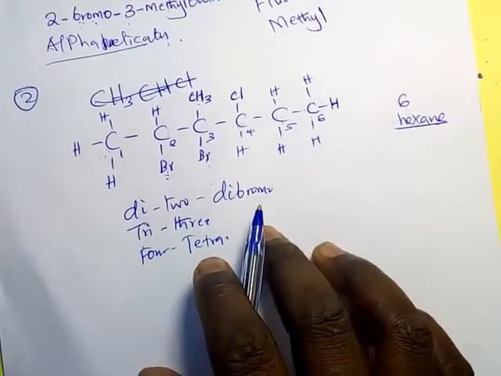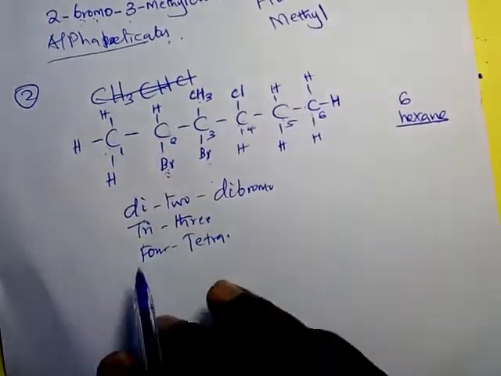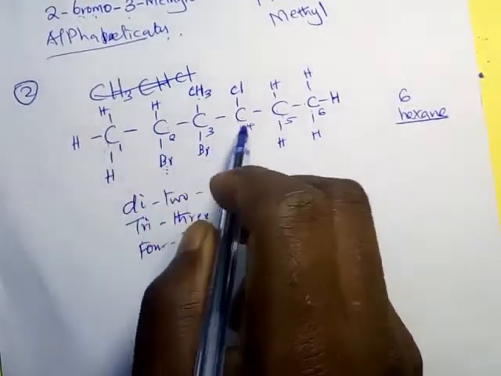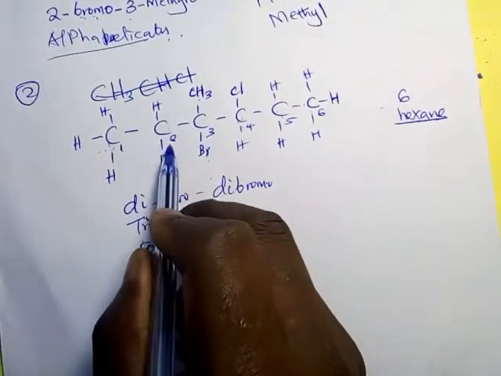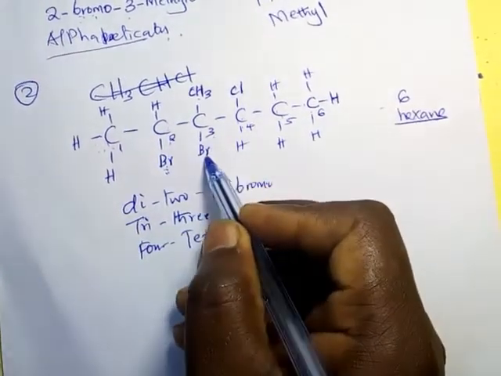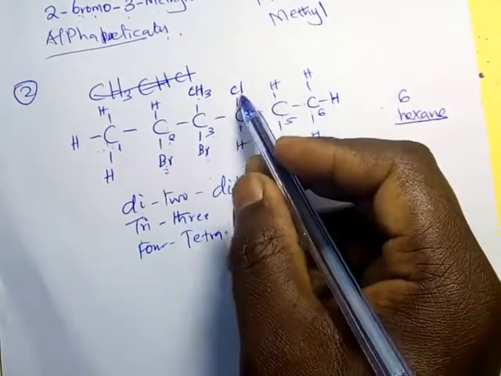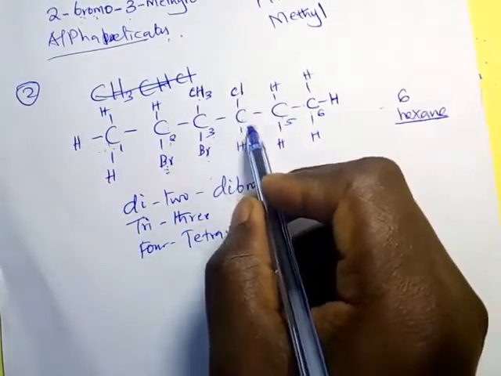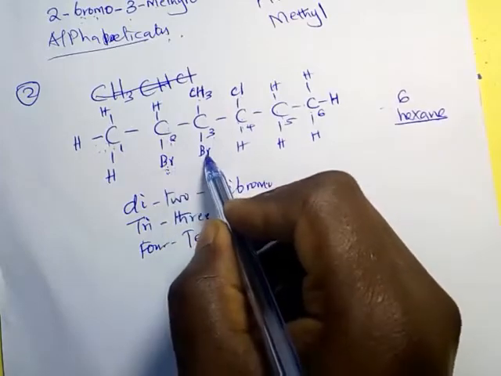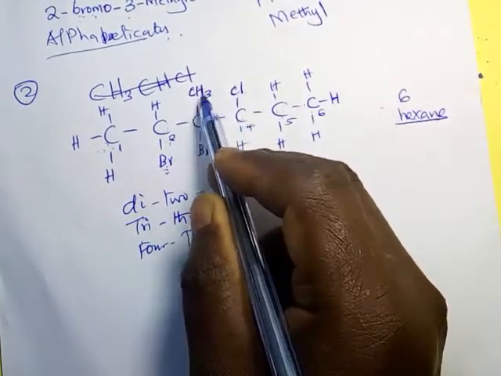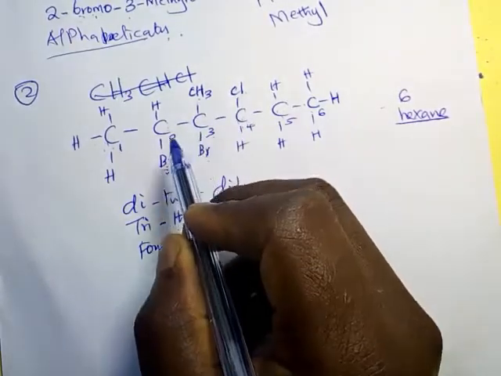So let us now give the correct name for this organic compound. We have said hexane. Carbon number 2, we have bromine. Carbon number 3, we have bromine. And then we have chlorine. So this one must come alphabetically. Between dibromo, chloro and methyl, which one comes first in the alphabetical order?